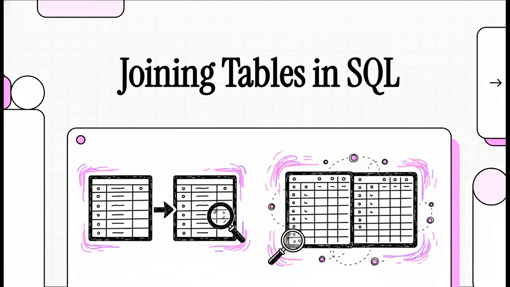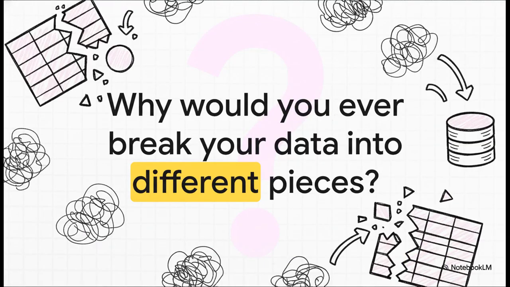All right, let's talk about one of the most powerful things you can do with data, joining tables in SQL. Seriously, this is the secret sauce that turns a bunch of separate, messy spreadsheets into a single, cohesive story. But to really get why it's so important, we first have to look at the absolute chaos it helps us avoid. And that brings us to this question, right?